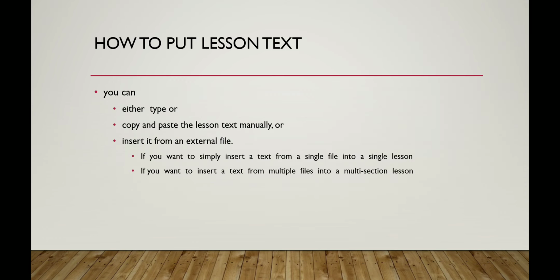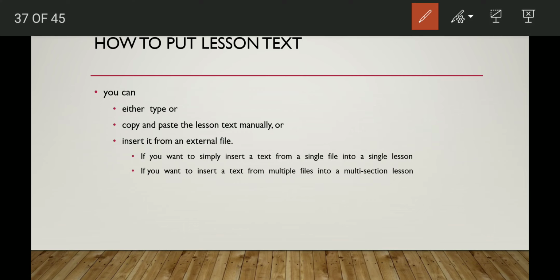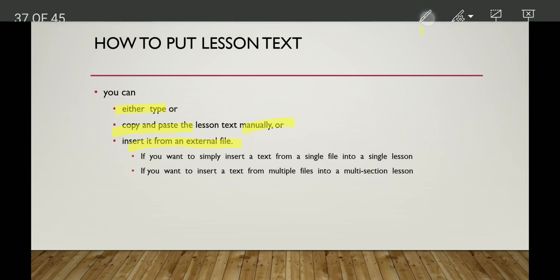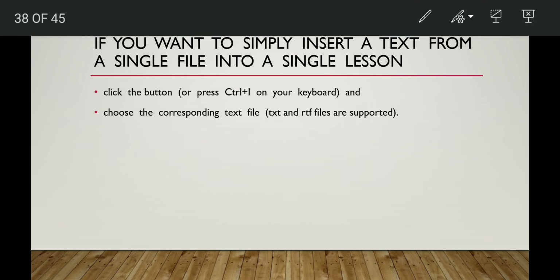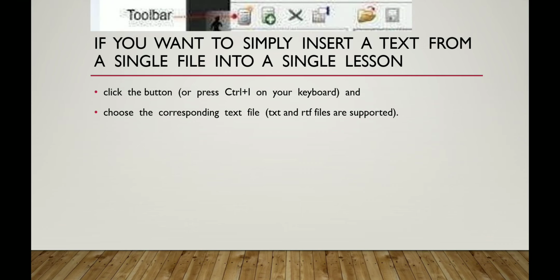Now how to put lesson text. How can we add lesson text? Either by typing each and every word, or copy paste the lesson manually, or insert it from an external file. If you want to insert it from an external file, there are two ways. We will see the two ways. Click the button or press Ctrl+1 on your keyboard, then choose the corresponding text file. First of all, you have to choose a button, or you can press Ctrl+1, then choose the corresponding file from which you want to add the text.